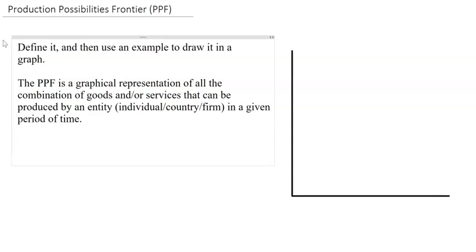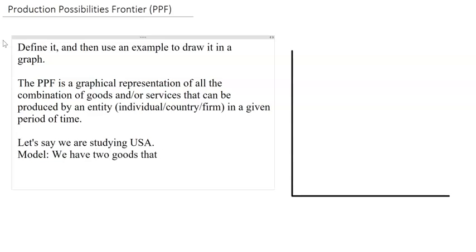In order to draw that, we can use a model to understand it. Let's say we are studying the USA. We simplify the model, because we can't really look at all the goods and services that can be produced. So let's say there are just two goods in our model. Let's say good one is corn, and good two is cars.